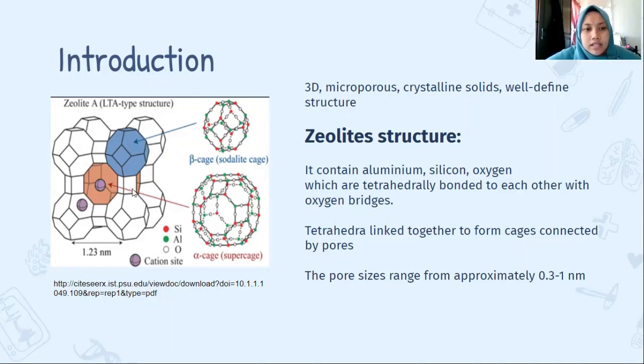And if you can see here, the purple color is the cation site, where the function of this cation is to neutralize the positive charge inside or on this lattice.